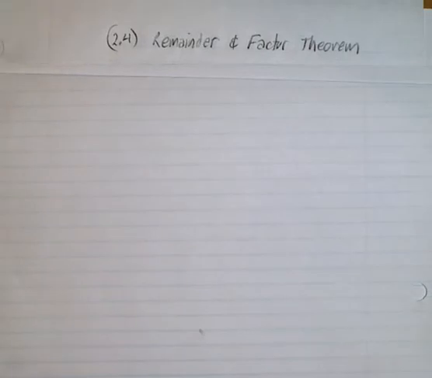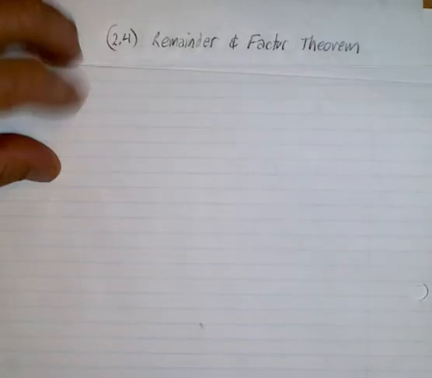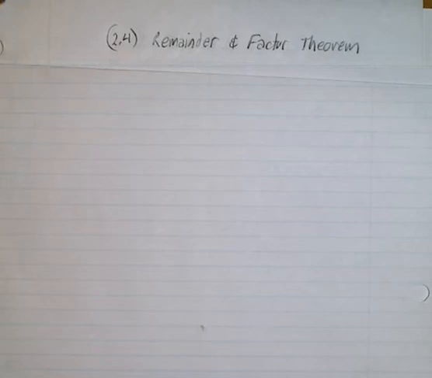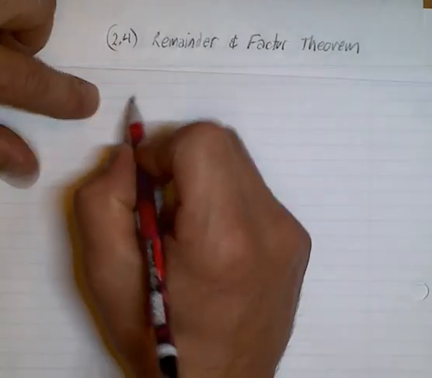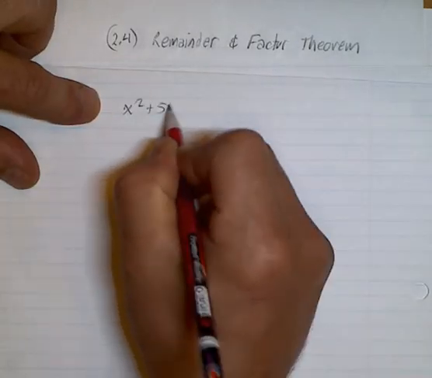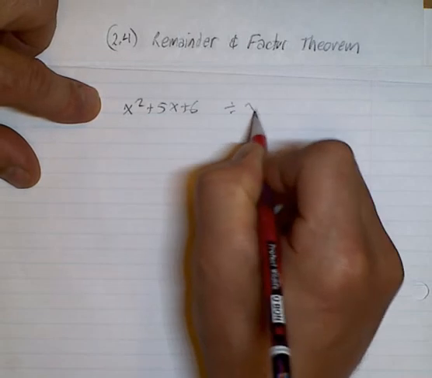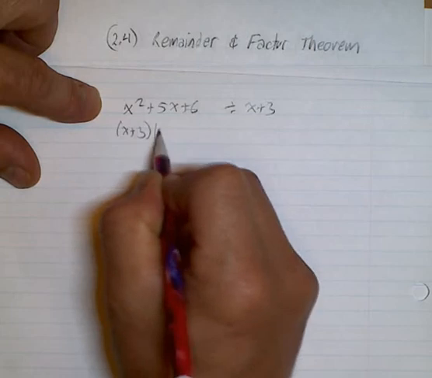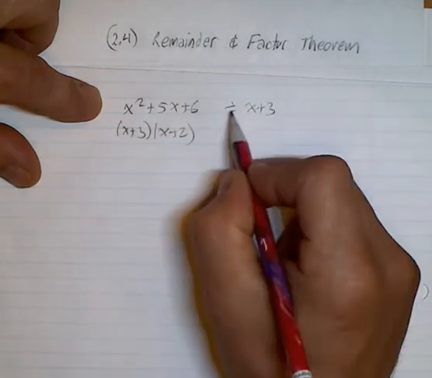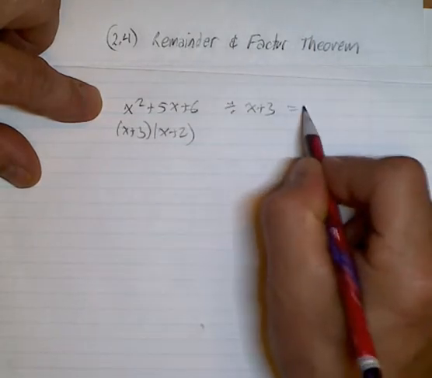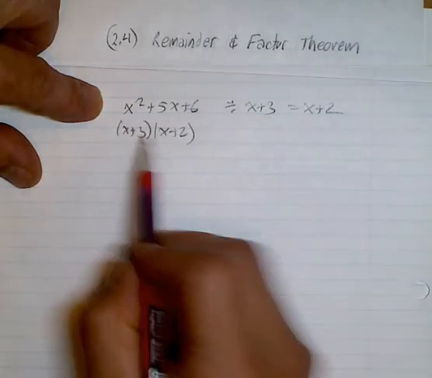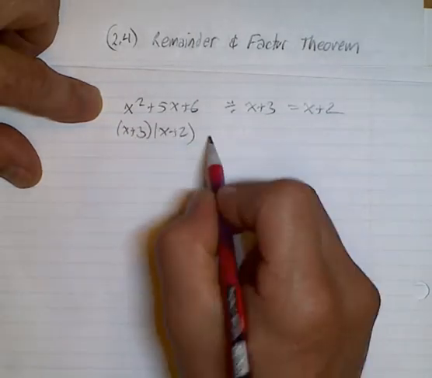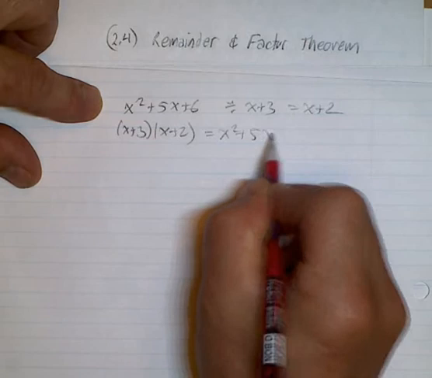Now, what you're understanding, hopefully, is that when you divide a polynomial by a binomial, you're reducing it, right? It's like dividing a quadratic. Let's look at something that we understand. If I divide this by x plus 3, I can see that this is x plus 3 times x plus 2. So if I divide it by x plus 3, that's going to equal x plus 2, which means that x plus 3 times x plus 2 is equal to x squared plus 5x plus 6, right?